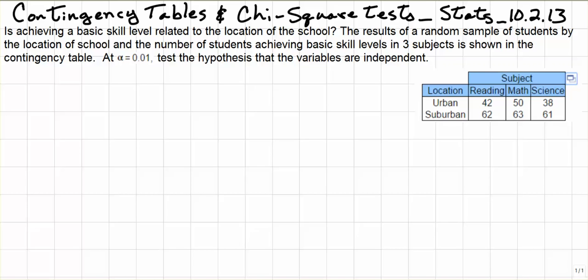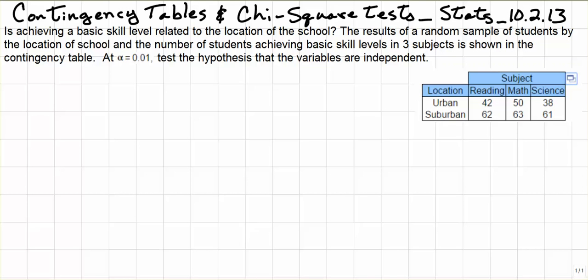Is achieving a basic skill level related to the location of the school? The results of a random sample of students by the location of school and the number of students achieving basic skill levels in 3 subjects is shown in the contingency table. At alpha equals 0.01, test the hypothesis that the variables are independent.